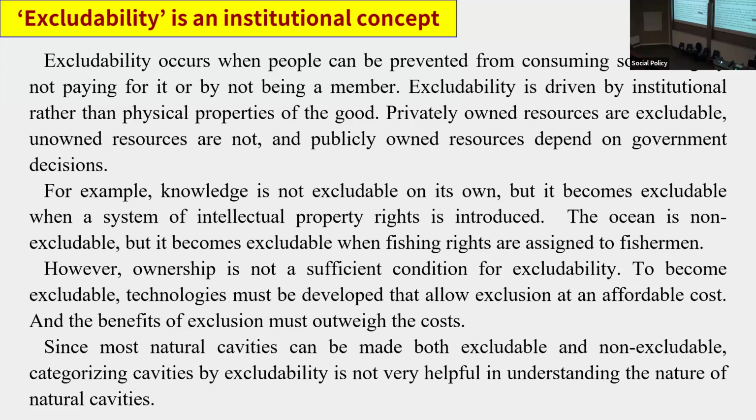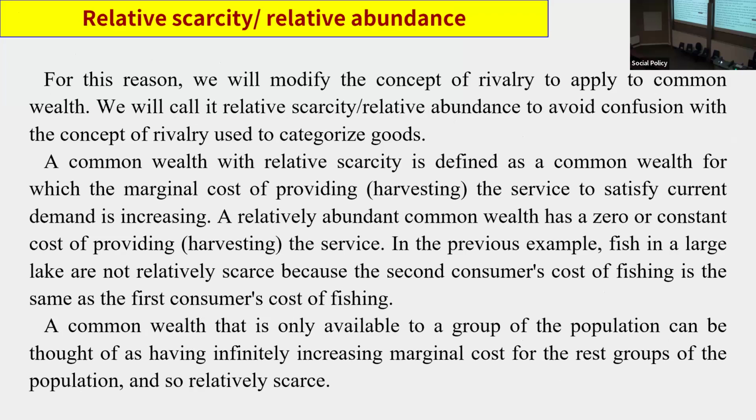Since natural Commonwealth can be made both excludable and non-excludable, categorizing a Commonwealth by excludability is not very helpful in understanding the nature of natural Commonwealth. For this reason, we will modify the concept of rivalry to apply to Commonwealth. We will call it relative scarcity or abundance to avoid confusion with the concept of rivalry used to categorize goods.